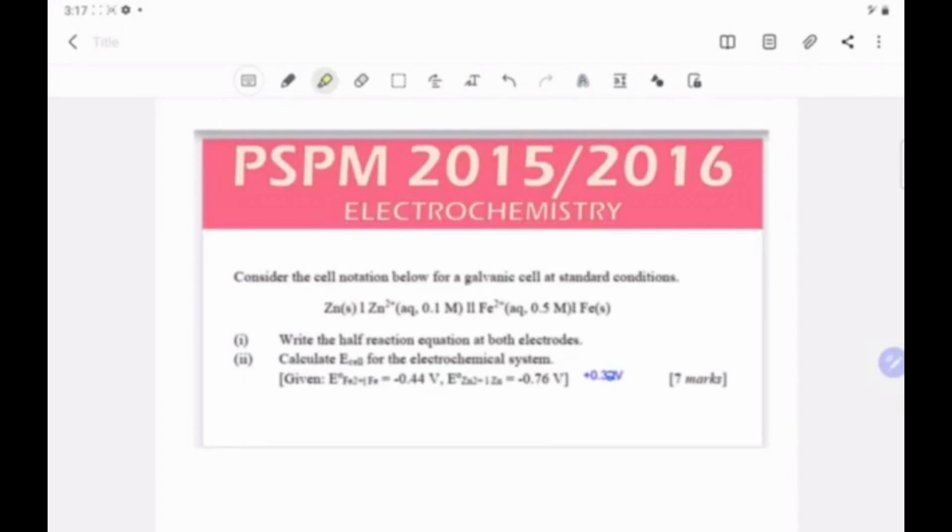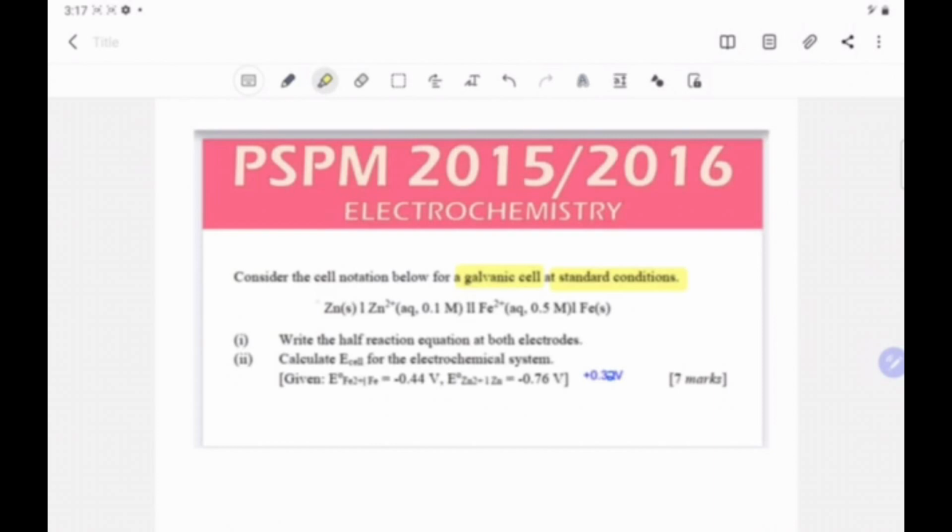Today I'm going to teach you about electrochemistry. Here the question is about a galvanic cell at standard conditions. Standard conditions here mean that the cell is at 1 atm and the temperature is 25 degrees Celsius, which is room temperature.